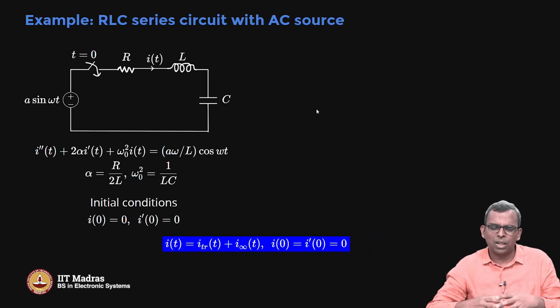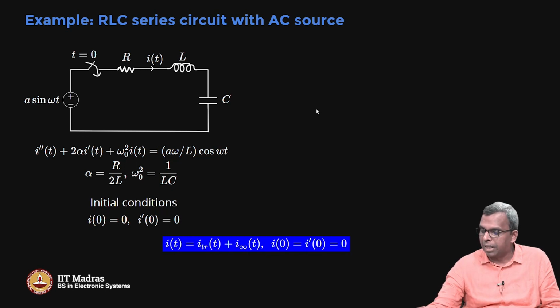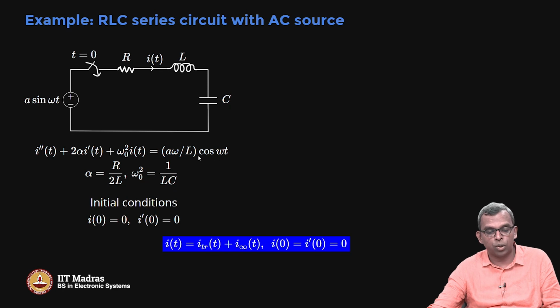The next example, I will do it real quick. I won't go through them in great detail, but let me just show you how this works. Now, I have an RLC circuit with an AC source, A sine omega t. The equation is sort of the same, except on the right hand side you do not have 0, you have the derivative of this term, A omega cos omega t. The division by L comes because I am dividing by L throughout, so I get A omega by L cos omega t.